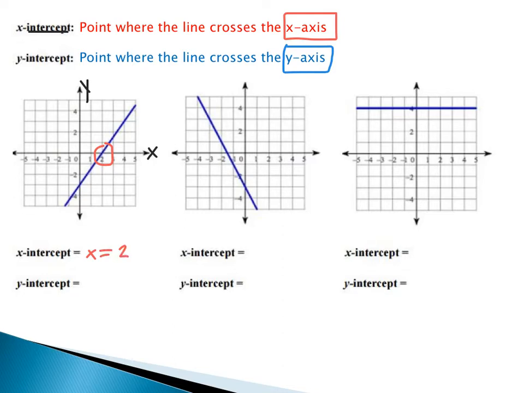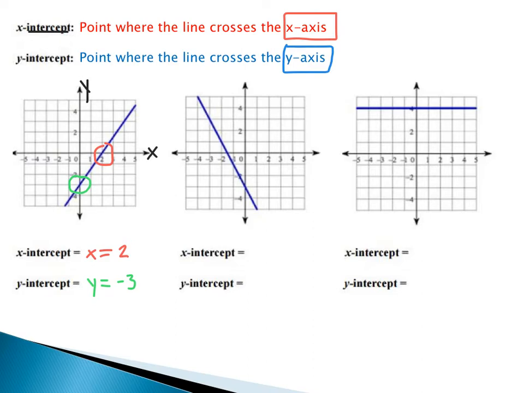The y-intercept is where the line crosses the y-axis, so we can look down here. What point would that be? I'm going to go down 1, 2, 3, so that's going to be at y equals -3. So my two intercepts would be 2 and -3.